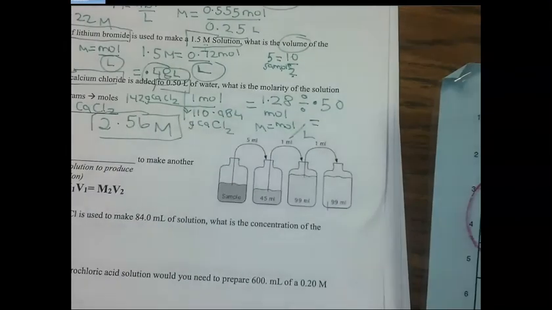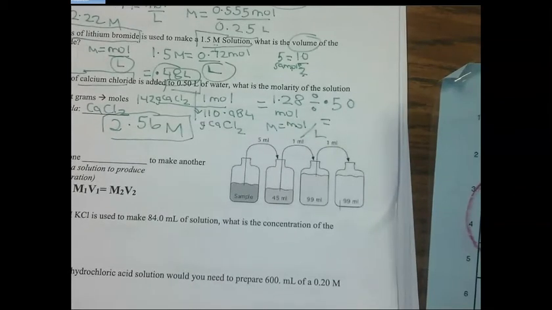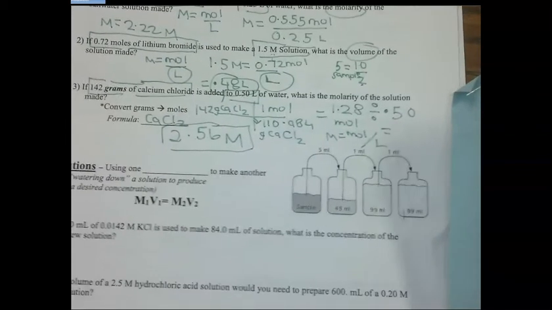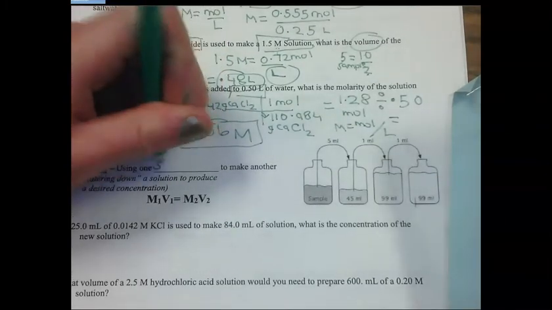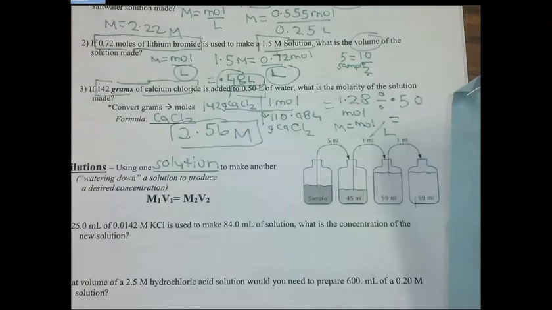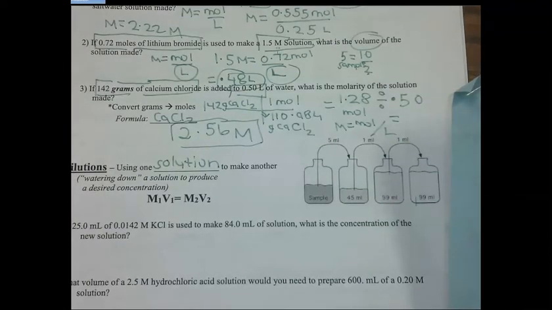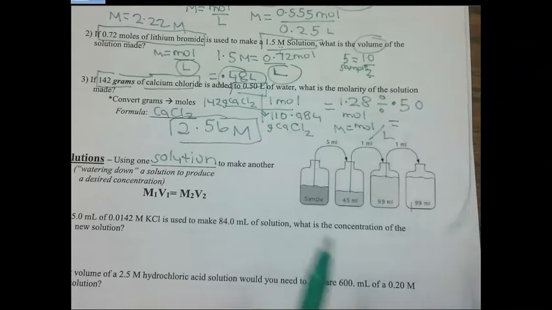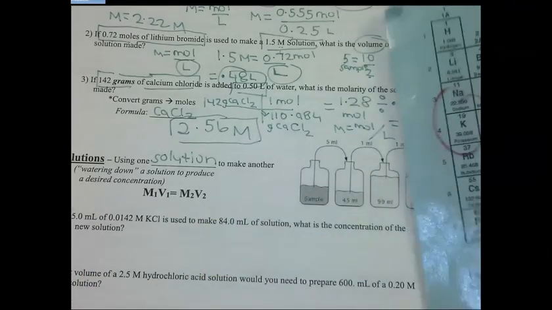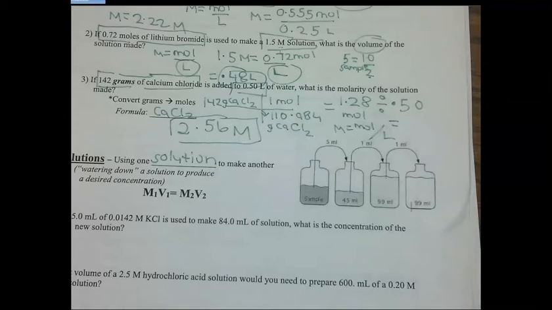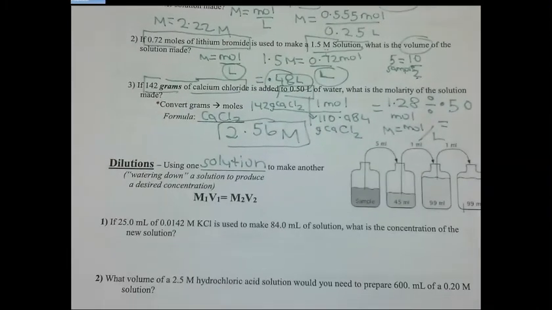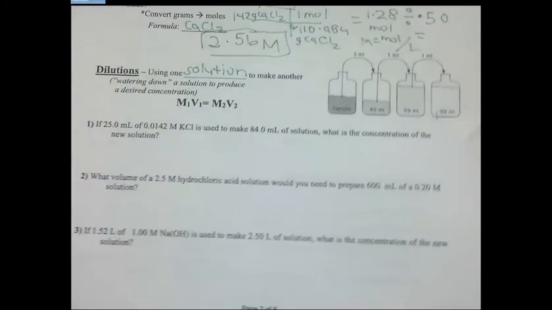Okay, so let's keep going with dilutions. We use dilutions when we use one solution to make another. So we know this commonly as watering something down. And we use this formula, M1V1 is equal to M2V2, in order to solve these problems. So if I had something that was too strong, I could add some more water and get it to the concentration that I wanted. Okay, so once again, always box and circle, box and circle, box and circle.